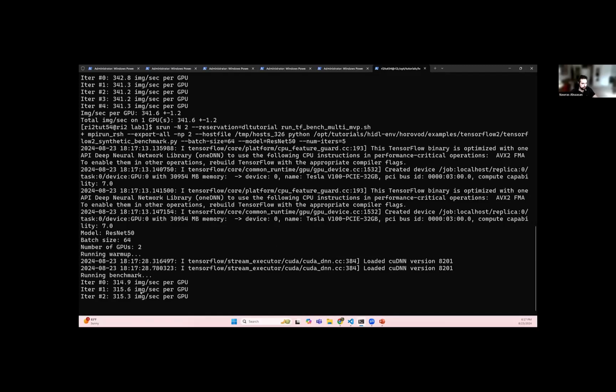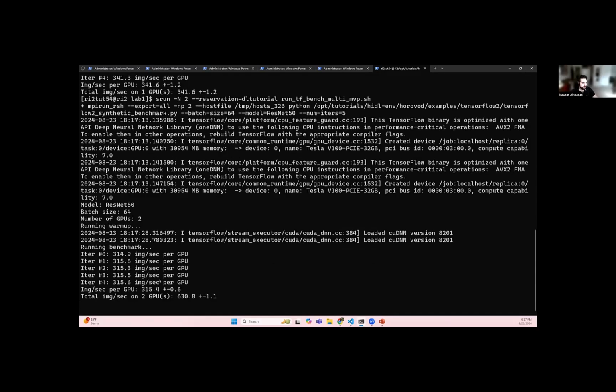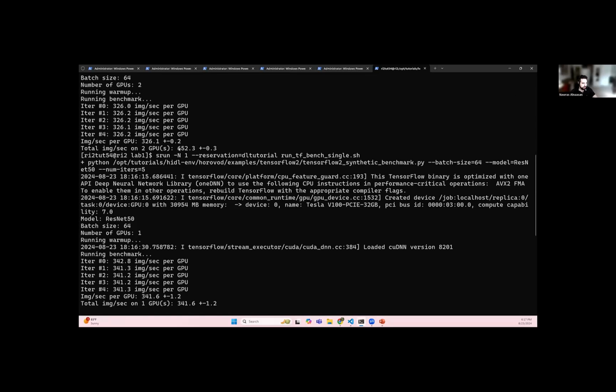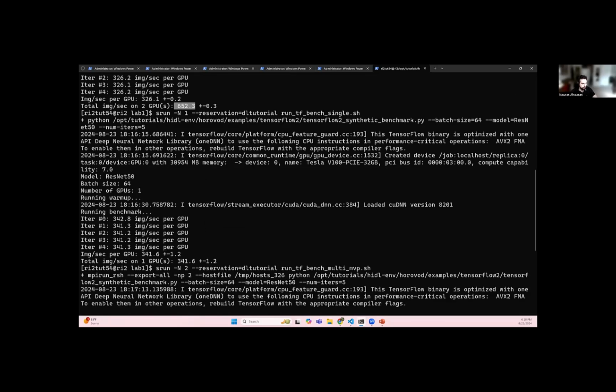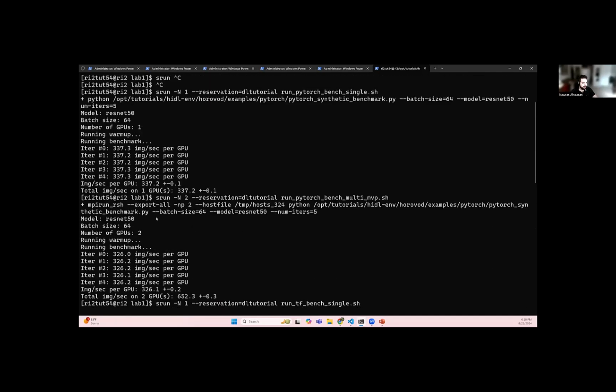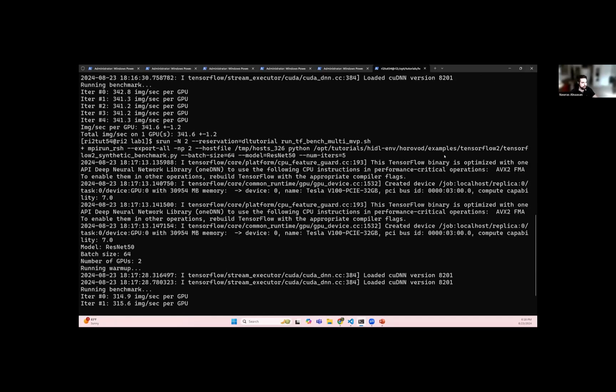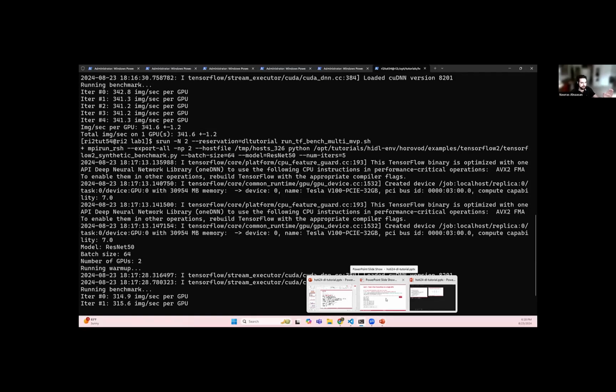And then this is the throughput we're getting on the single GPU, and this is the combined throughput. So combined throughput is around 630 compared to 650 for PyTorch. But what's interesting here is that TensorFlow does better on the single GPU: 340 compared to 337, slightly better. That is all implementation dependent. Different frameworks will give you different performance for different models on different data sets, but more or less, the performance will be the same for these simple use cases.